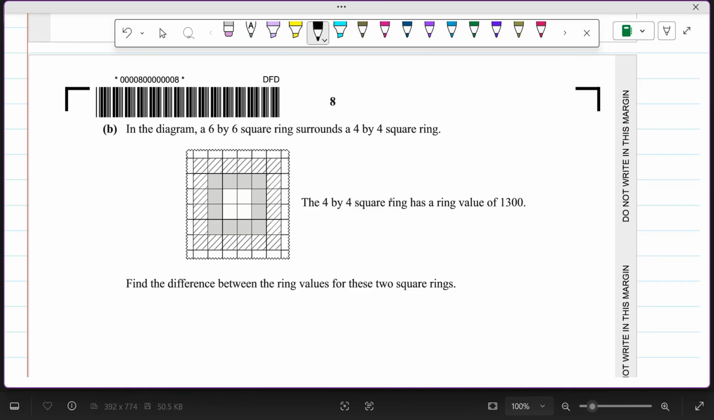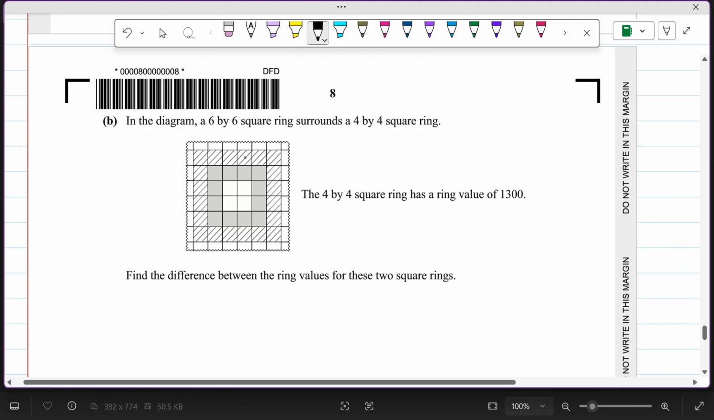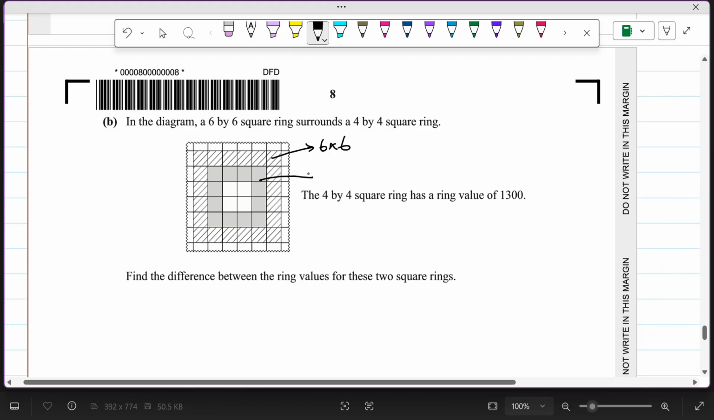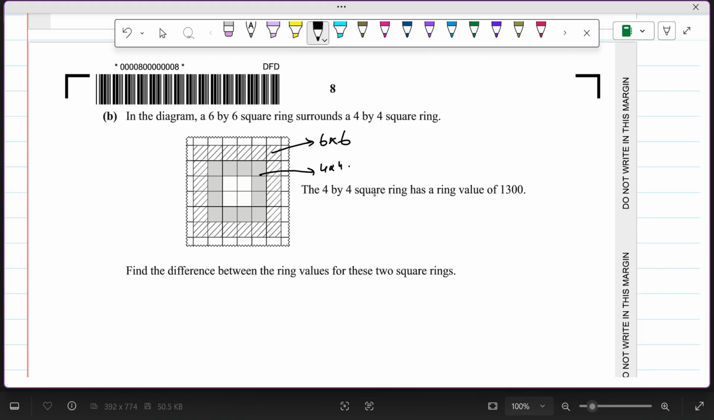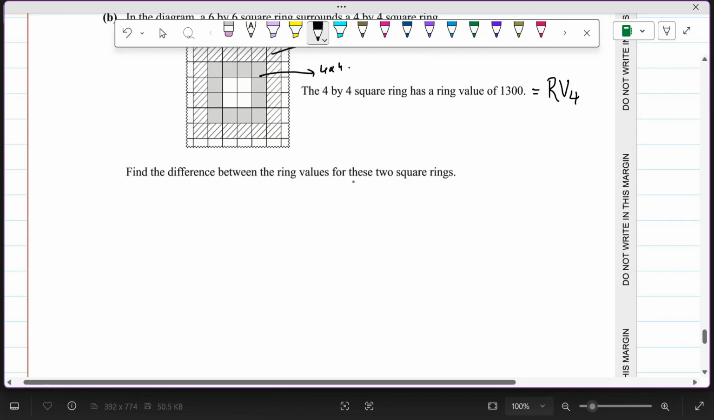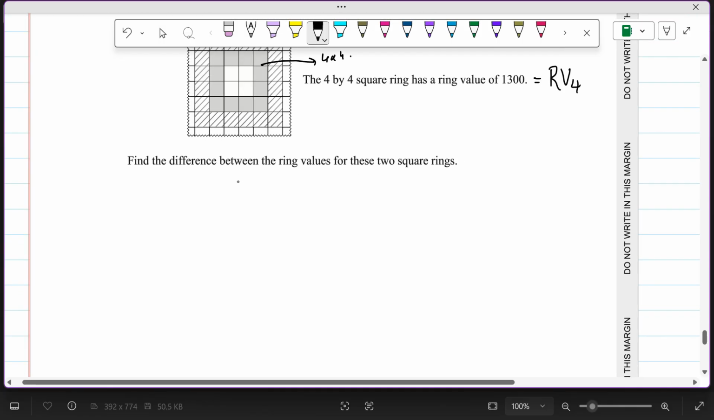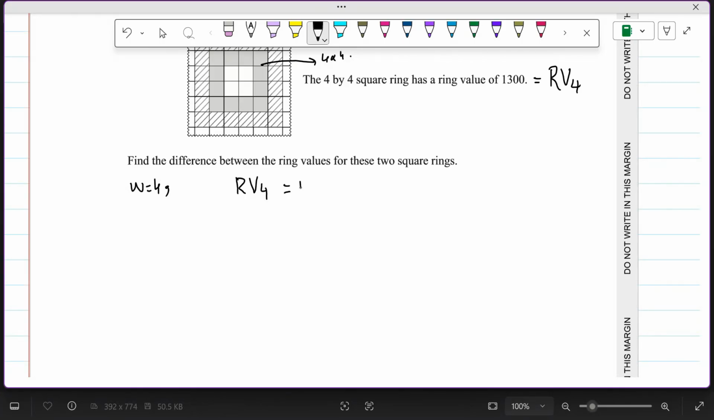Part B. In a diagram, a 6 by 6 square ring is surrounded by the 4 by 4 square ring. Okay. This one is 1, 2, 3, 4, 5, 6. This one is 6 by 6, and this one is 4 by 4. The 4 by 4 square ring has the ring value of 1300. This one is the ring value of the 4 by 4. Find the difference between the ring values of these two square rings. We have the square ring 4 for width of 4. We have the ring value 4 equal to 1300.